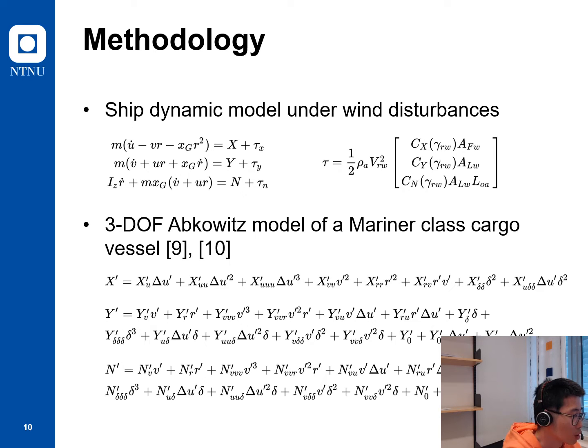And then we use a 3 degree of freedom Abkowitz model of a Mariner class cargo vessel to express the forces X prime, Y prime, and N prime. These are the non-dimensional forces and moments. And X prime with subscript, Y prime with subscript, N prime with subscript are the hydrodynamic coefficients that we would like to identify.